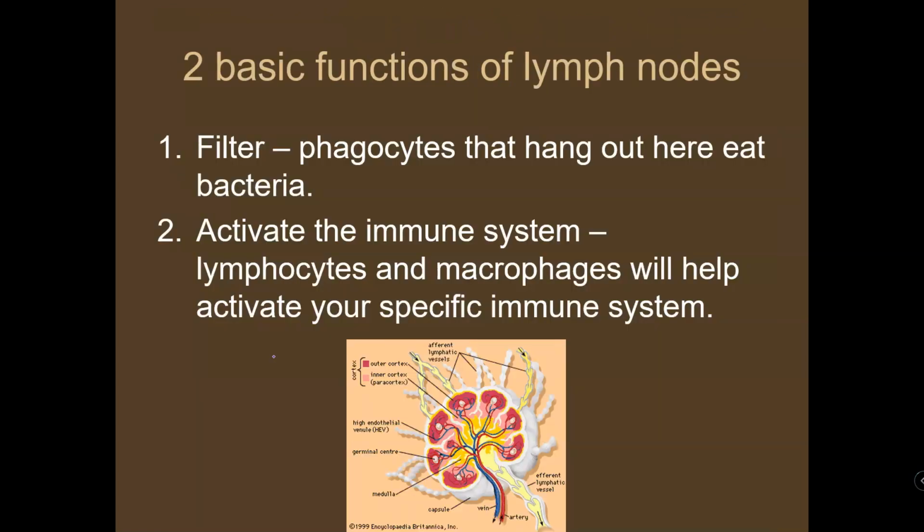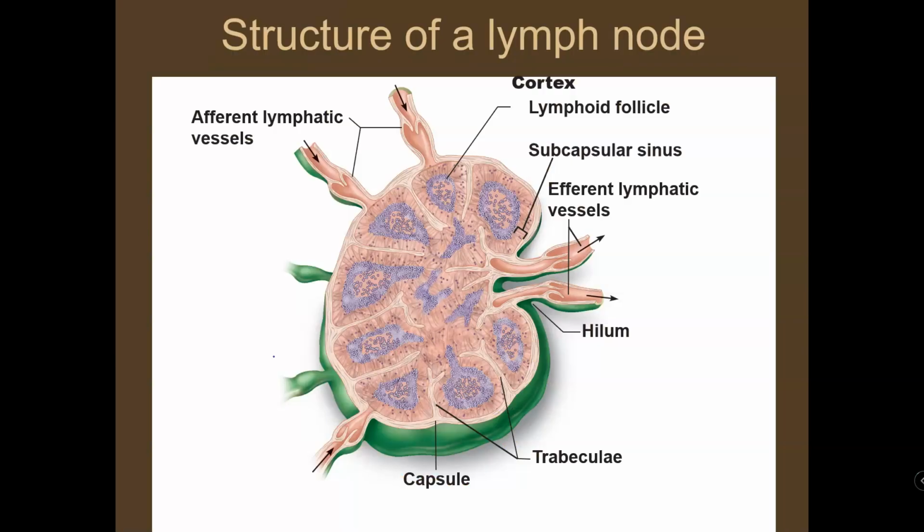Functions for your lymph nodes. They filter out any pathogens that are circulating in your lymph stream. And again, that's really because of all those cells that we were talking about a second ago. Also, because the lymphocytes are hanging out in your lymph nodes, that means we can directly activate your entire immune response. And so your lymph nodes are going to help you activate your immune response as well. I gave you that picture, pause it, label it.